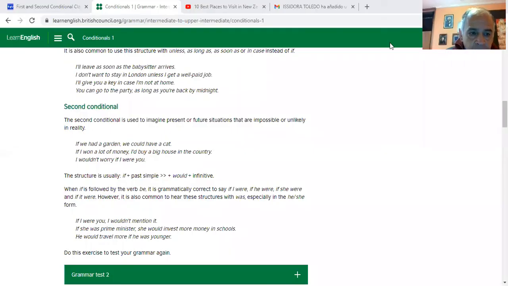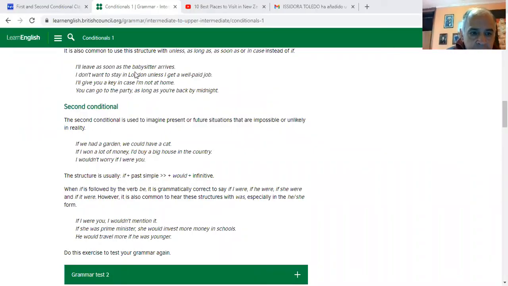I don't know if you can see this. I don't know if I'm sharing. It seems that I'm not sharing screen. Oh, this is the page. So we're going to focus.